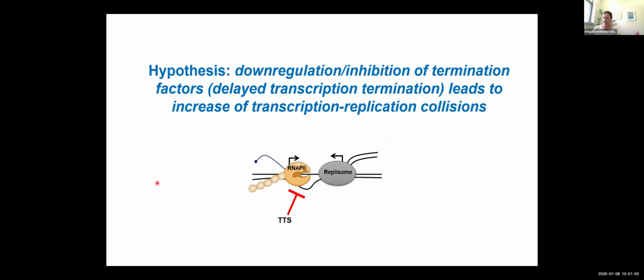For the sake of time, I will run a bit fast through two hypotheses that we had and tested, but which turned out not to be the case. One hypothesis we were really confident about, because it was also suggested in the literature, although not tested. We thought that when we inhibit or downregulate termination factors, we would have an increase in transcription replication collisions. And we had an idea how this could contribute to the sensitivity of the cells.